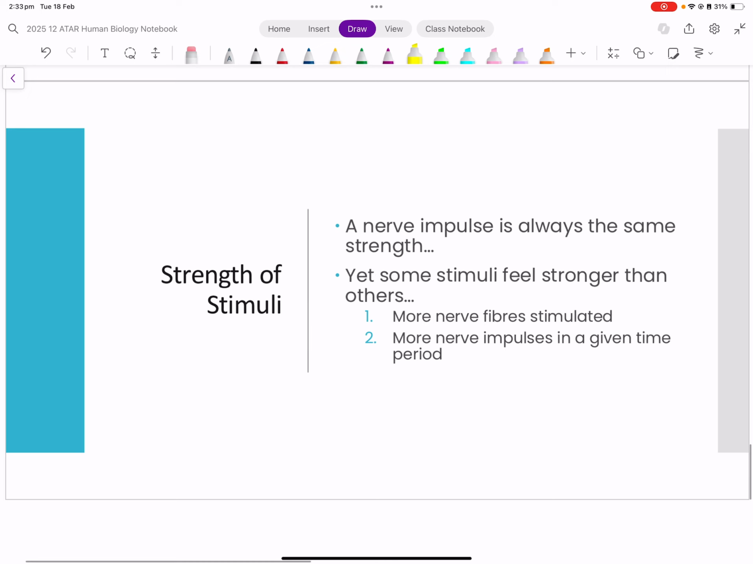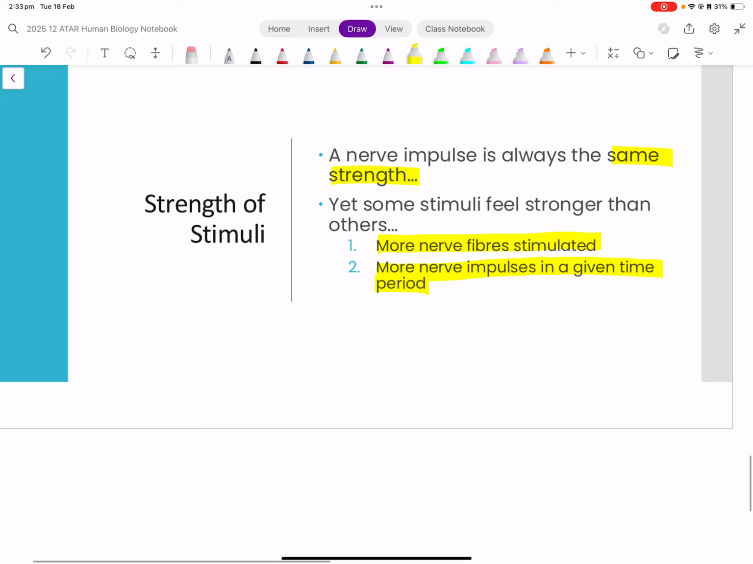Some final key things to note. When it comes to the strength of the individual nerve stimulus, the nerve impulse itself is always the same strength. However, some stimuli can feel stronger than others, and there are two main reasons for this. Number one, more nerve fibers are stimulated at a given time. Or number two, there are more nerve impulses in a given time period. Here's what we mean by these two things, in one versus in two.